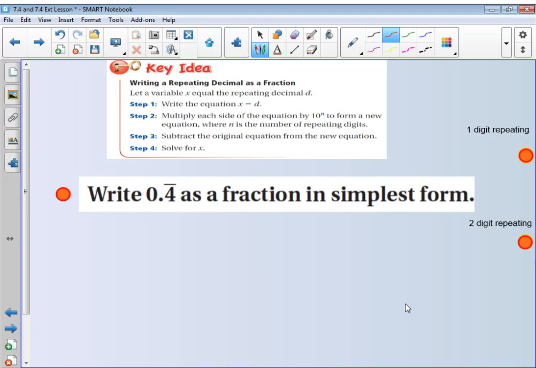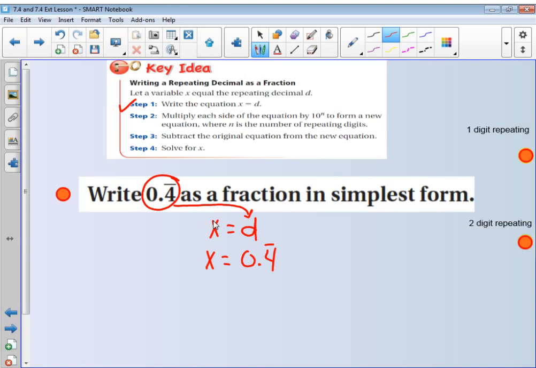Okay, so first of all, we have x equals d. Okay, so d is going to be our repeating decimal. So we're going to go ahead and substitute this in where d is. So x equals 0.4 repeating. Okay, so that's our first step.